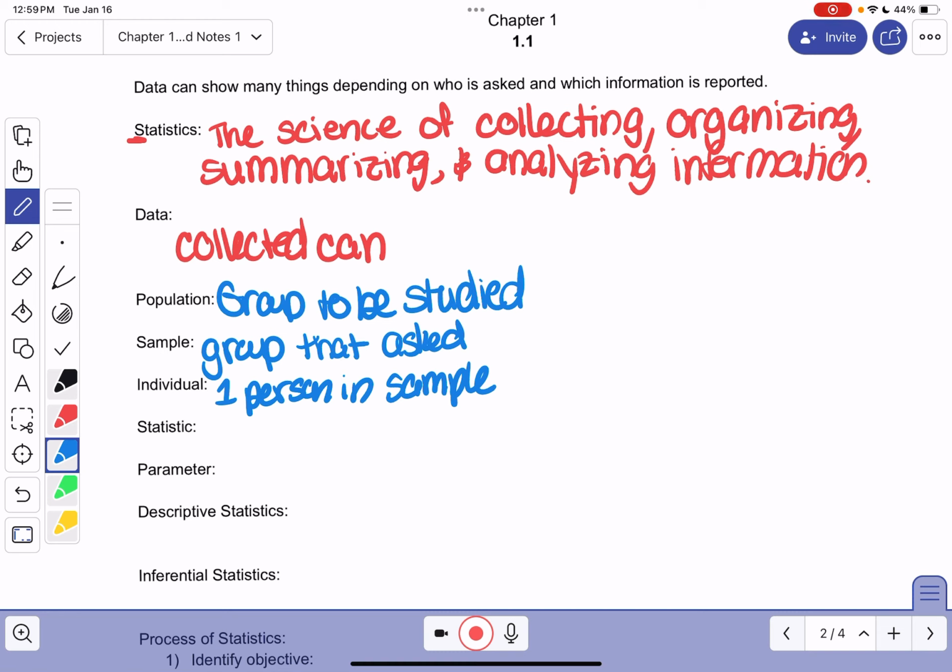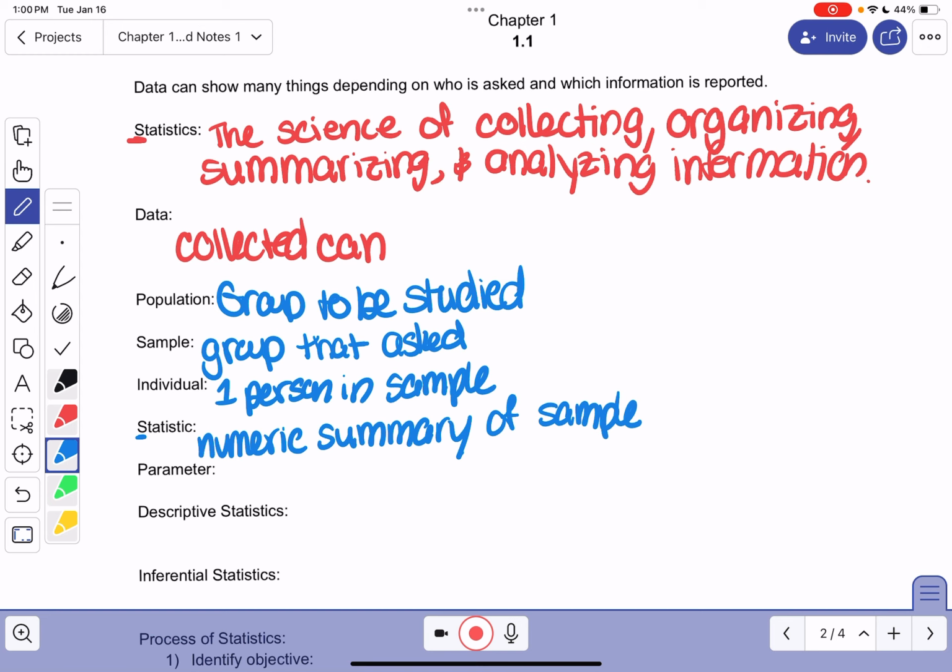Okay, now we have statistic, and this should be lowercase, so I'll fix that on the actual notes. The lowercase s is a numeric summary of the sample. So after I ask people these questions, I might find the average response. That would be a statistic. I might say like the top 3 favorite colors are and give a table and a bar graph. Those would be the statistics, the summary, the information.